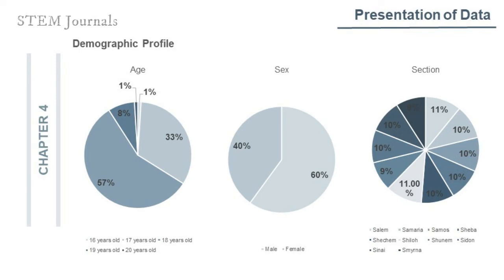For Shiloh, we needed 21, and as well as for Salem, we need 21 students, equivalent to 10.9%. For Samaria and Samos, we need 20 students, equivalent to 10.4%. And for Sheba and Shechem, we need 19 students, equivalent to 19.9%. The next part would be reported by the next researcher. Thank you.